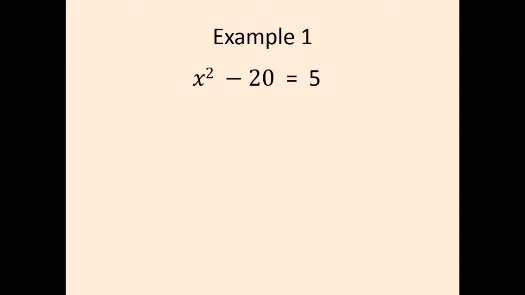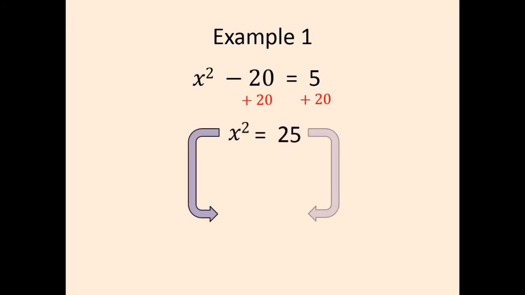So how could I go about this? On the left hand side, I've got x to the power of 2 minus 20. Now the best approach for this is to get rid of the minus 20 first. I do that by doing the inverse operation. What is the opposite of subtracting 20? It would be adding 20. But remember, whatever you do on one side, you have to do to the other side as well. Because it's an equation, you have to keep it balanced. So what am I left with? You're left with x squared is equal to 25, because 5 plus 20 is 25.